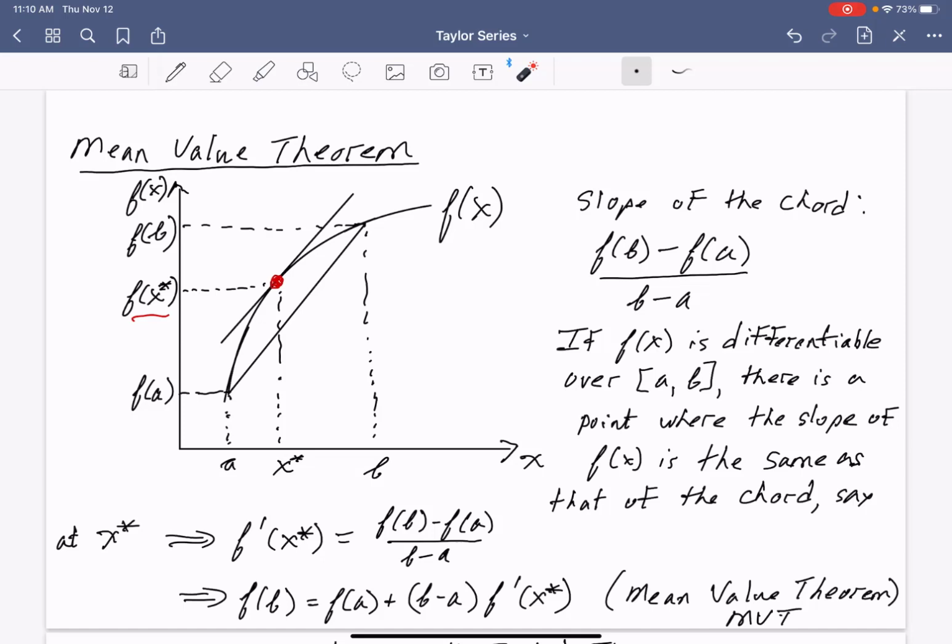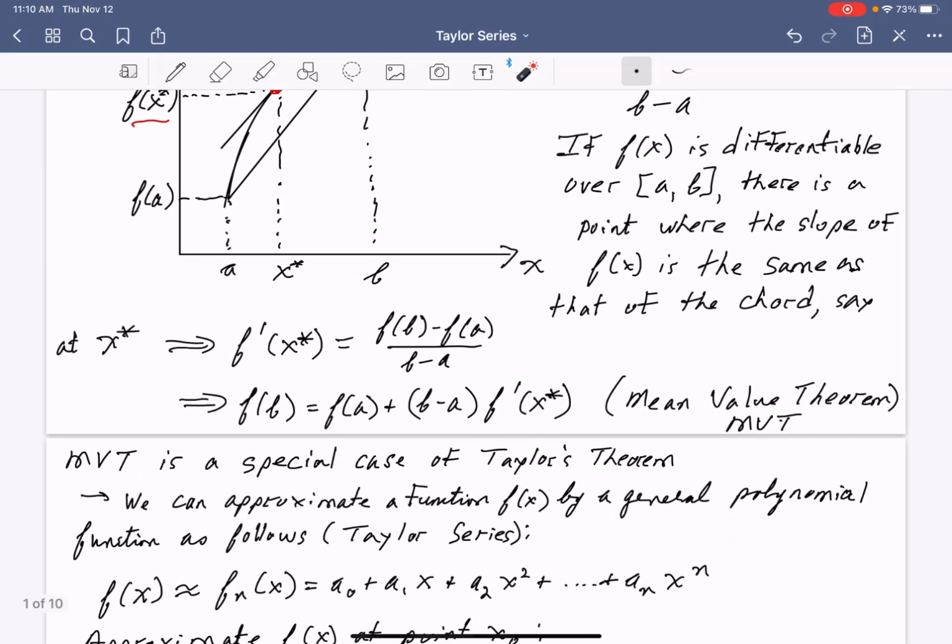Now, at x star, we find that f prime of x star, so the first derivative of the function f of x at x star, is equal to the same slope as the chord. Now, we can rearrange this particular expression so that we solve for f of b, and f of b is simply f evaluated at a plus b minus a times f prime x star. In other words, the slope of that line of the curve f of x. So this we refer to as the mean value theorem.